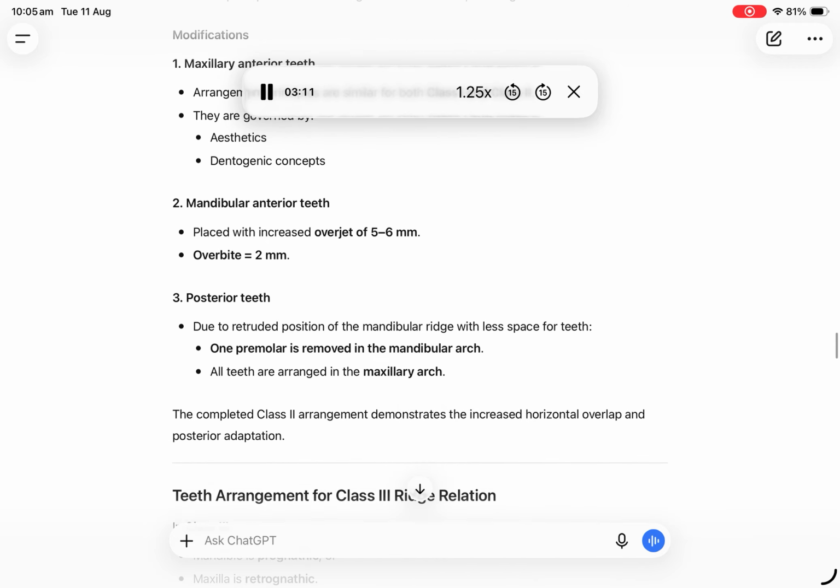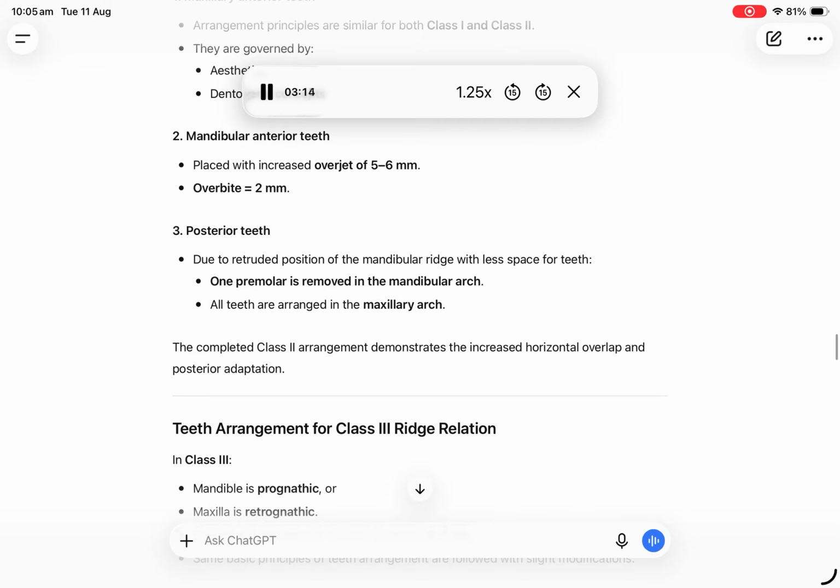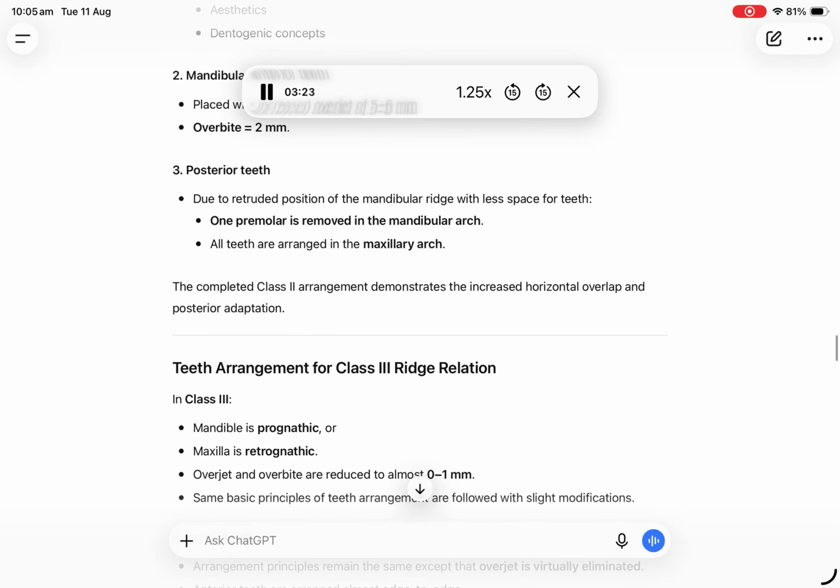3. Posterior teeth, due to retruded position of the mandibular ridge with less space for teeth, one premolar is removed in the mandibular arch. All teeth are arranged in the maxillary arch. The completed Class 2 arrangement demonstrates the increased horizontal overlap and posterior adaptation.